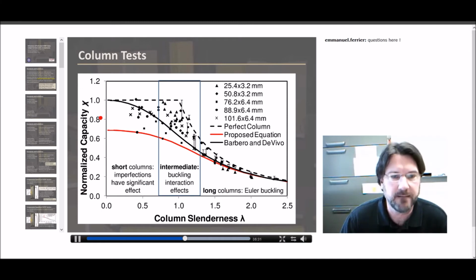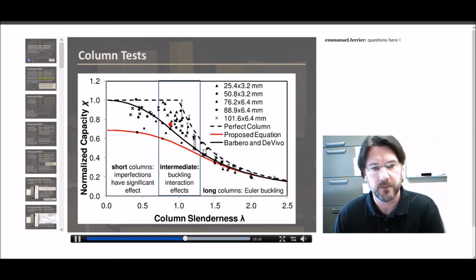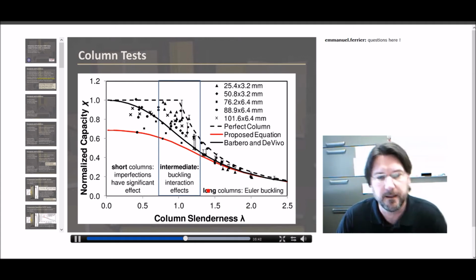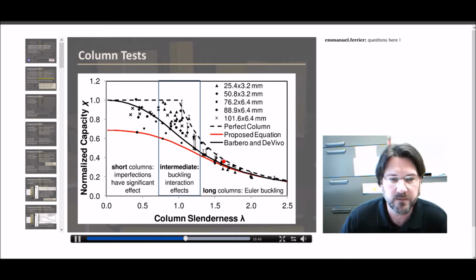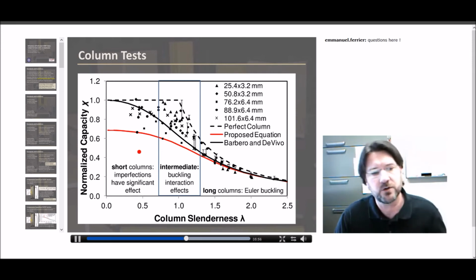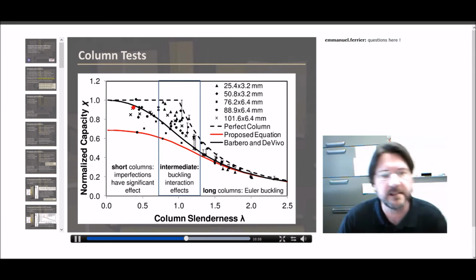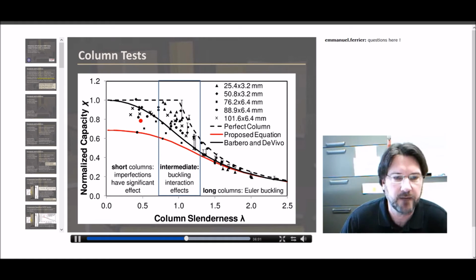Again, we can plot the same data based on its normalized capacity. And so, of course, we have the experimental data as the individual data points versus column slenderness, where we have the long columns, where essentially Euler buckling controls the behavior. In the short columns, we see a significant reduction from the perfect column down in here. And really for short columns, the imperfections have a very significant effect on the capacity. And so a lot of this behavior is a function of the individual imperfections.